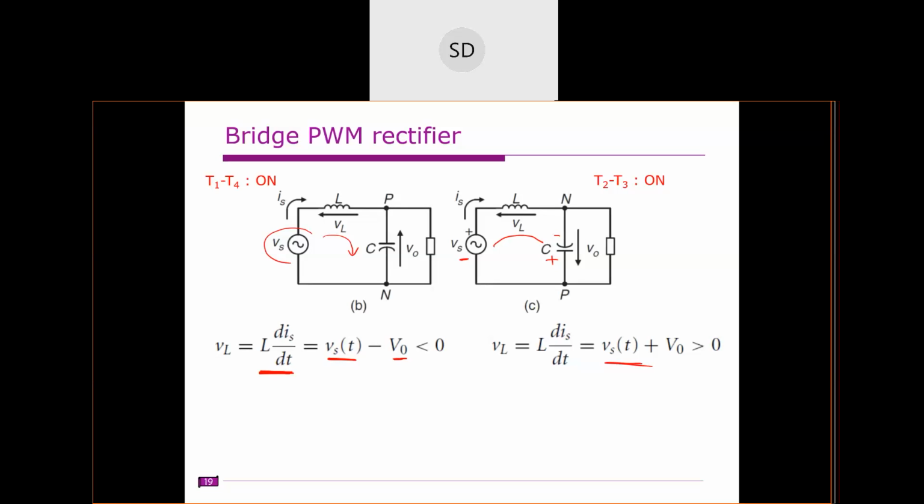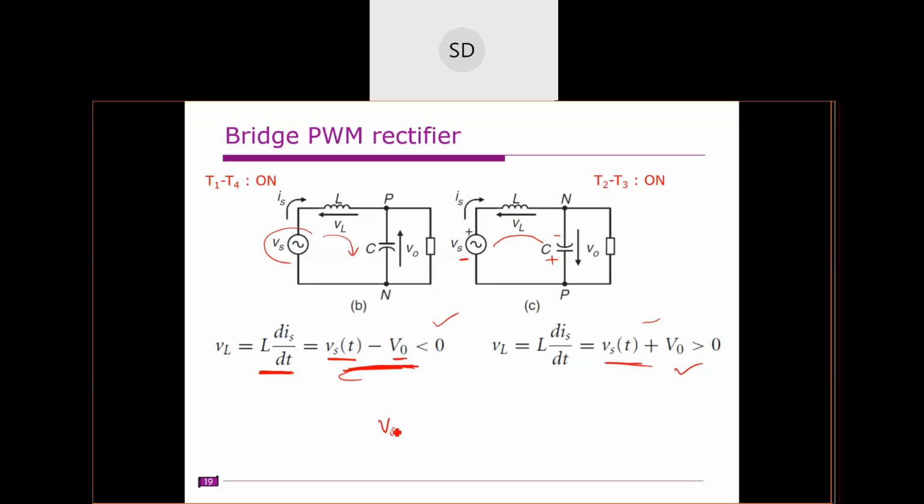Here, according to our current control principle, one di by dt must be positive, and the other must be negative, right? So which one can we make negative and which one can we make positive? Normally we can make this one negative. So what is the common constraint for when this is always negative and when this is always positive? V naught is greater than Vm.